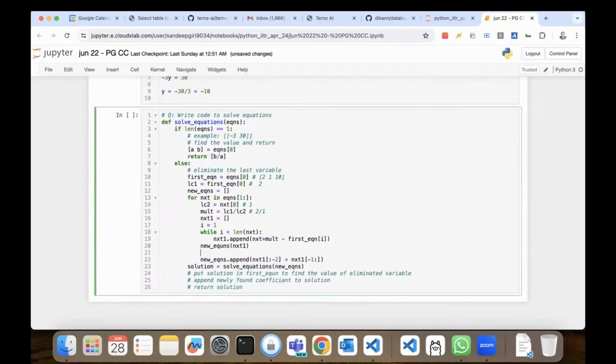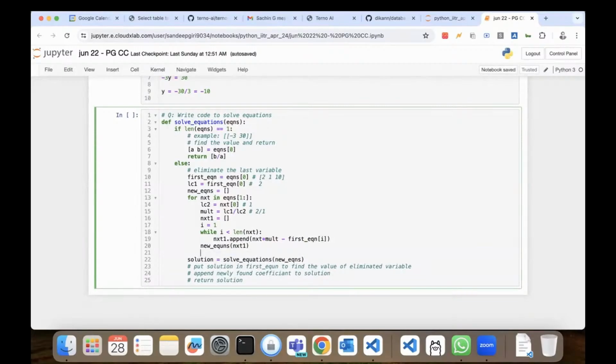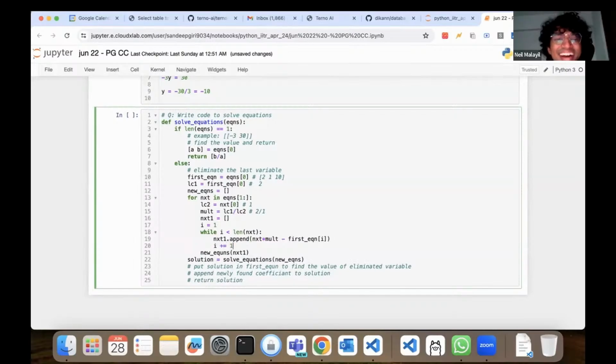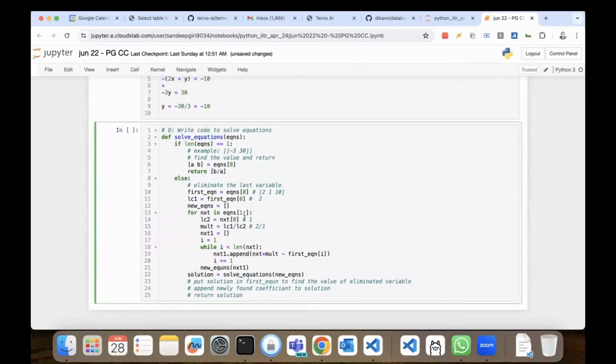Does it look okay? Anybody wants to review my code? No? No? I made a mistake. Don't you need to increase i? Yeah. Thank you. Okay. So, do you see, is this part clear to all?